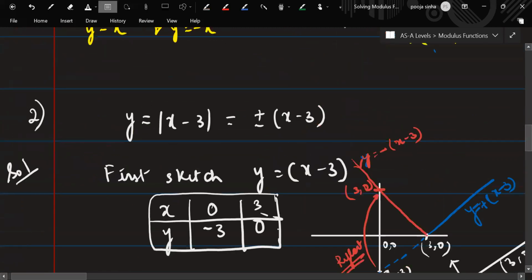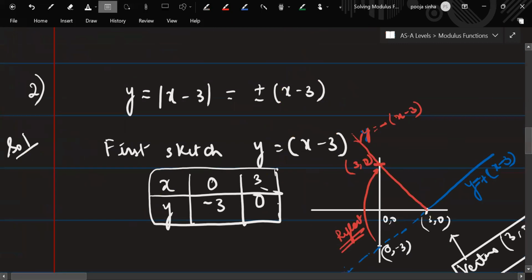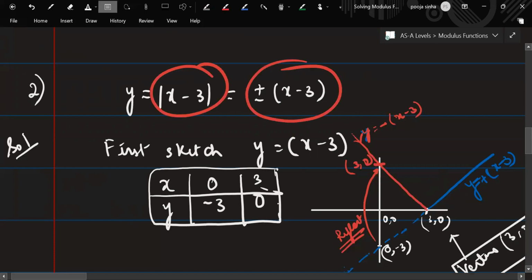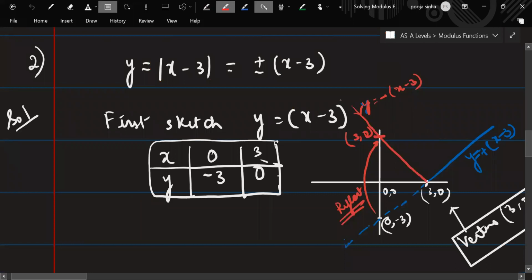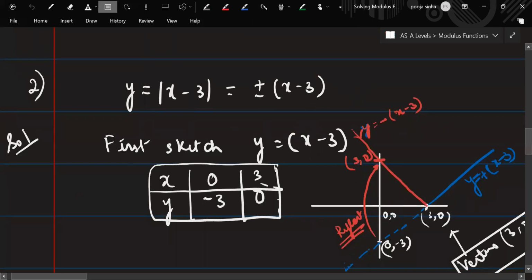Let's do it for this one now. What is our first step? This is your question. We'll remove the mod. You will first remove the mod and then you will graph it, right? So you remove the mod, you get y is equal to plus minus x minus 3. When you remove the mod, you get a plus minus sign. That's just for your knowledge. For sketching, you only need the positive one.